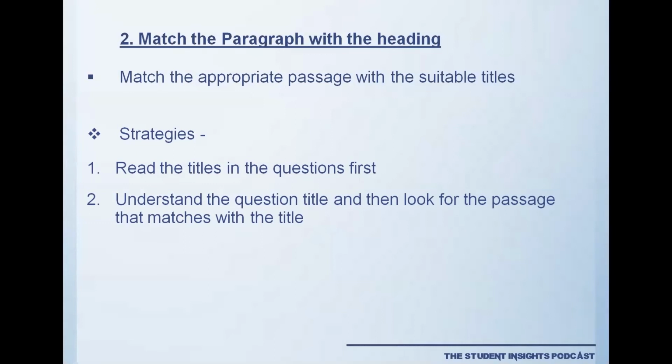In this situation, you have to actually look at the passage first and then match it to the title. So the overall strategy remains similar. In order to limit your reading time, you need to first look at the title and then look at the passage and understand again the question title, look for the passage that matches. The strategy is similar to the one we talked about in the first one.